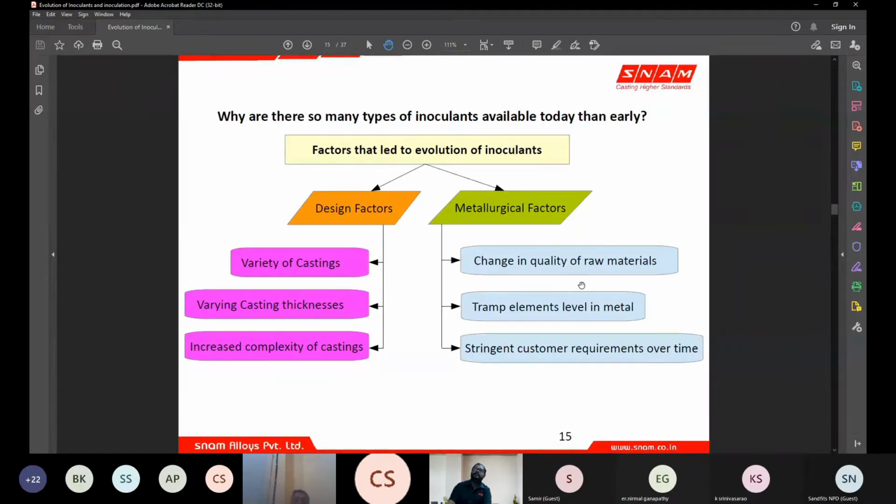So when we say there are two types of factors, there has been an improvement in the design factor, and there has been an improvement in the metallurgical factor also. On the design front, there are a variety of castings like thin section and thick section castings. Riserless castings have come into the picture, and there are people who cast riserless castings, increasing the complexity of the castings.